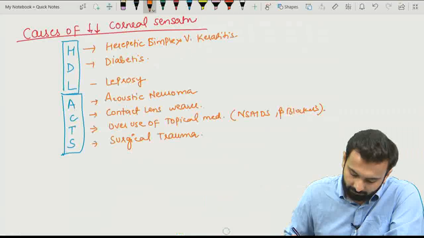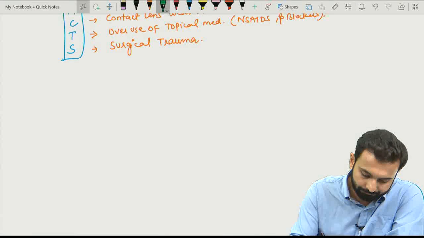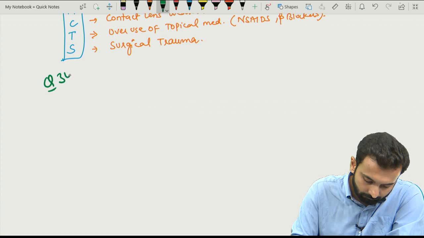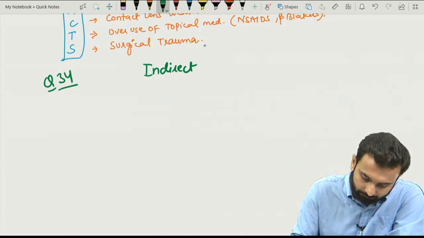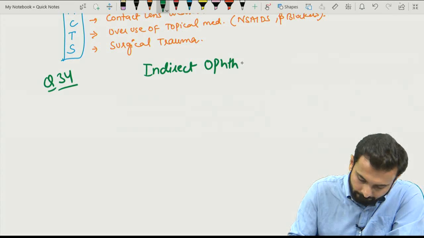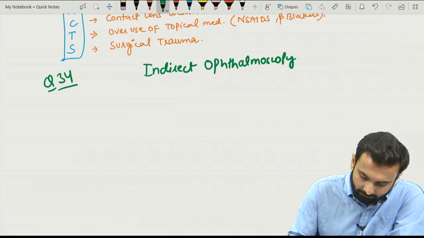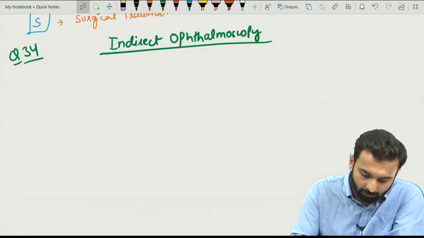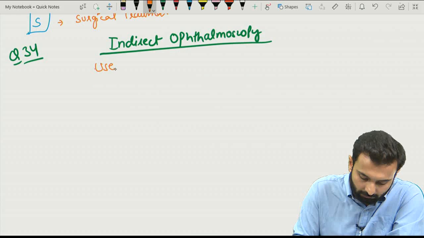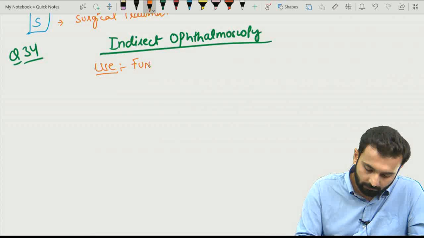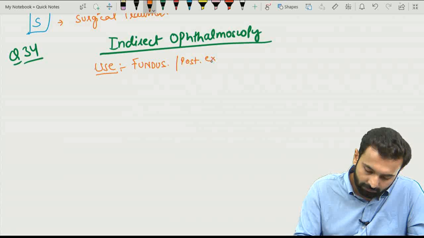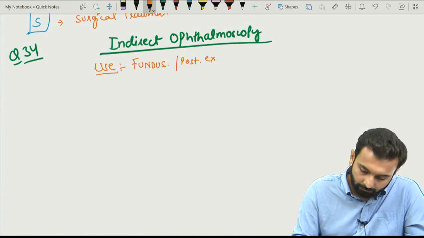So let us discuss briefly about indirect ophthalmoscopy now. Indirect ophthalmoscopy. What is the use of this procedure? It is done for fundus examination, or examination of the posterior segment.